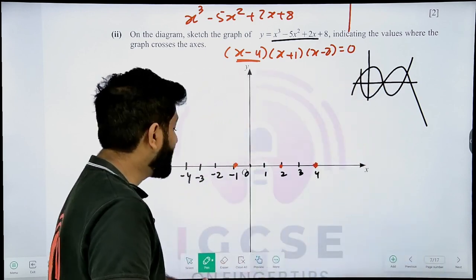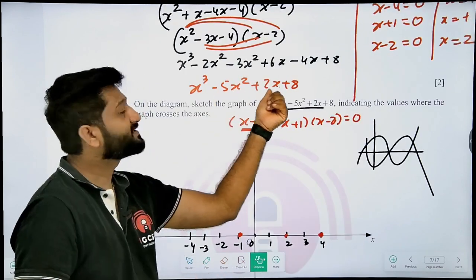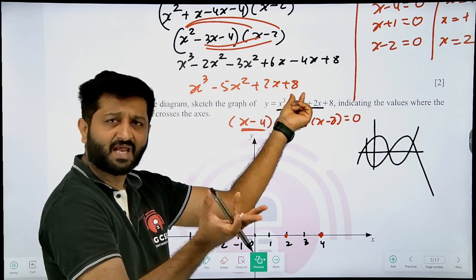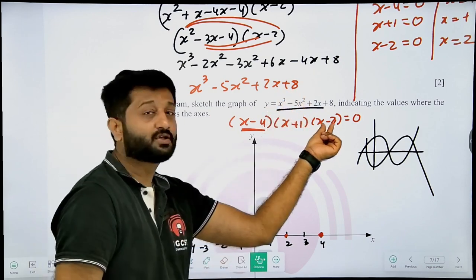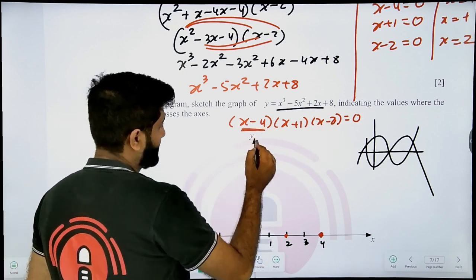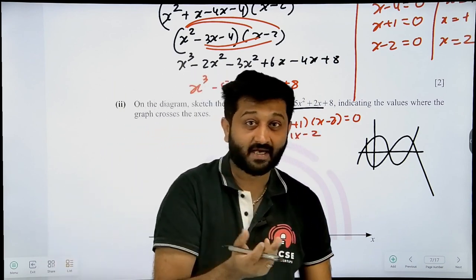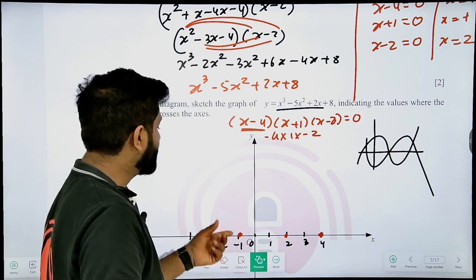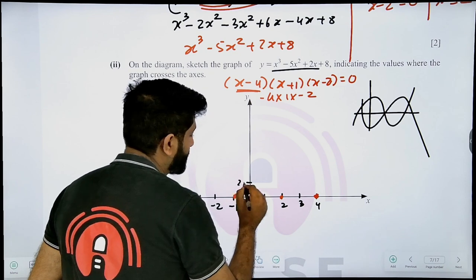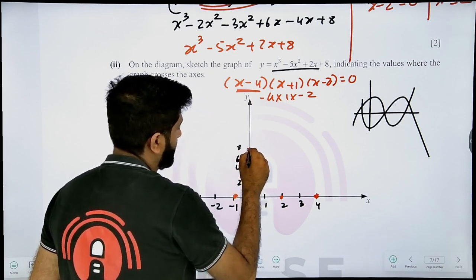Now, how do I find my y-intercept? See guys, you can always find your y-intercept by substituting x as 0. If I substitute x as 0 in this equation, obviously the answer is going to be 8. Even if I substitute x as 0 over here, I have negative 4 into 1 into negative 2. That is nothing but 8, right? So your y-intercept is also 8. You can always boil that down. Let's say this is 2, this is 4, this is 6, maybe this is 8. So this is my point.